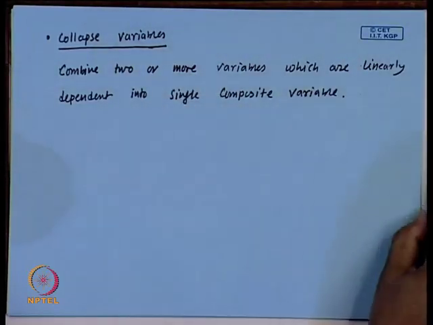So basically, this collapse variables technique says that if you have linear dependence between, say, two or more regressors, then you can combine those regressors by a composite regressor variable. Okay, so these are the techniques to deal with multicollinearity. One is collecting more data points, another is removing one regressor from the model, and the other is combining the regressors which are linearly dependent.